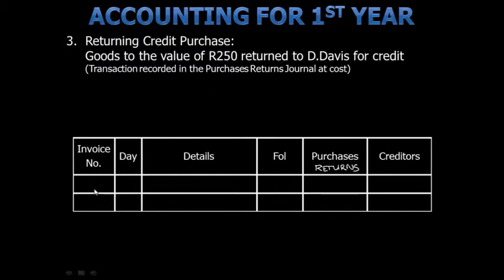So firstly, the invoice number of the transaction, the date of the transaction. The details in this case would be the name of the creditor, which would be D. Davis, the folio number, and then the amounts involved. 250 Rand under purchases returns and 250 Rand under creditors.